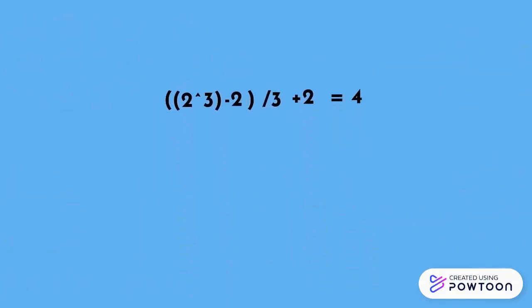Let's call this number 2 that we picked A, for any, because, well, it can be any number. Then let's call 3 P, for prime. We can generalize our formula to be (A to the power of P minus A) divided by P, plus A, is equal to the number of ways that the necklace can be clasped.